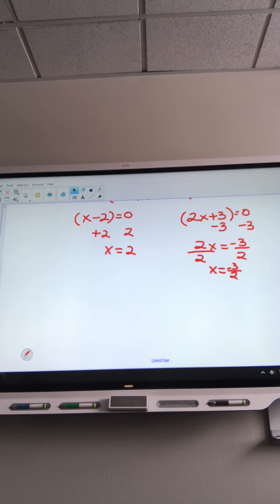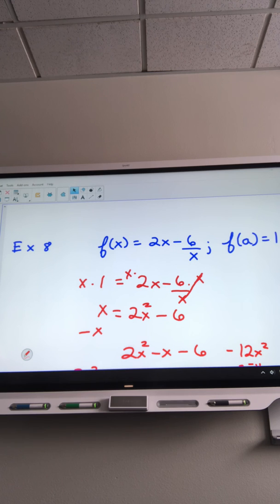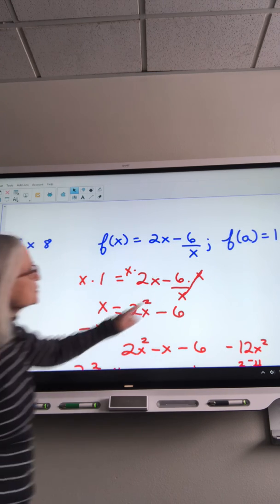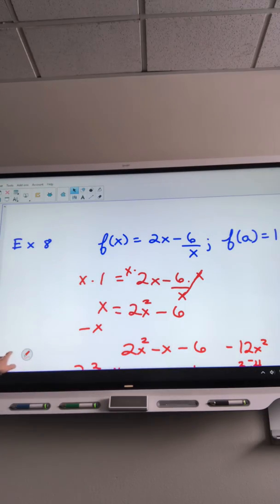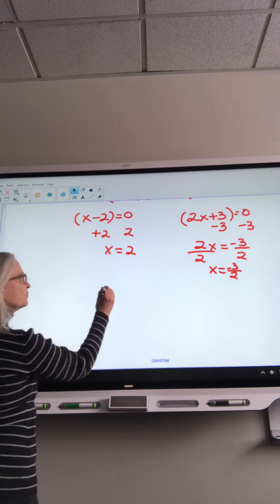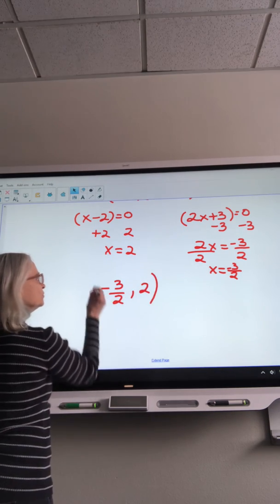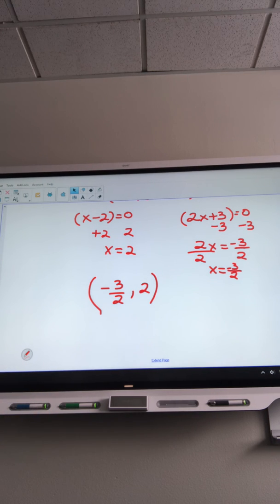So let's go back to the original and see if we had anything that x could not equal. X could not equal 0 since we've got a negative 6 over x. It would just be 0. So we have two solutions. Both of them are good. So we've got a negative 3/2 and we have a 2. And there is our set of solutions.